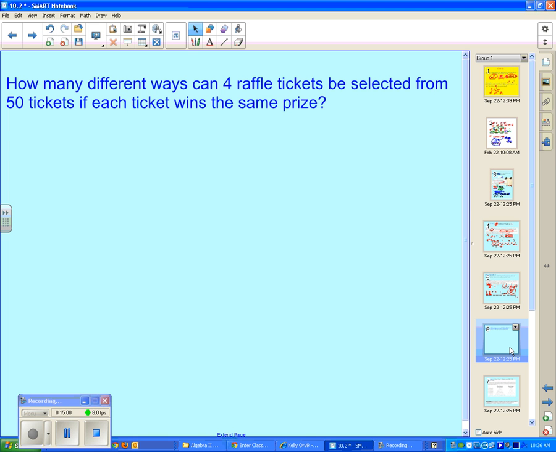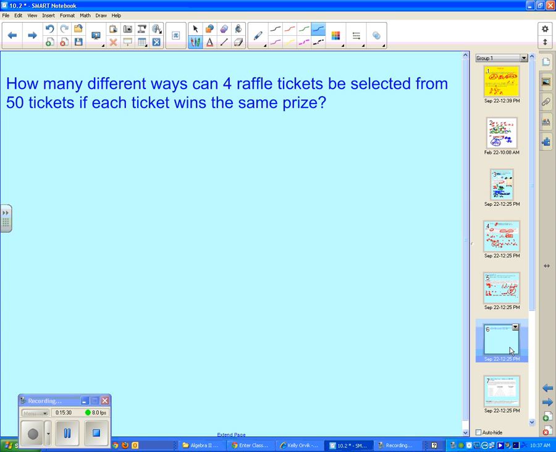Read through this one. Does this problem look familiar to you? If you look back to the warm-up problem that we did, it's exactly the same except for, I think, one word. Same. And in the warm-up problem, it said different.